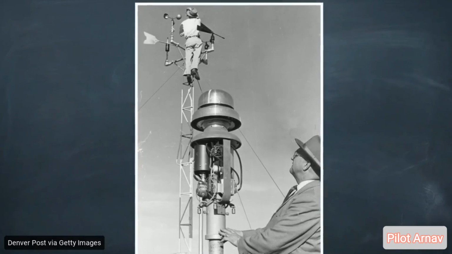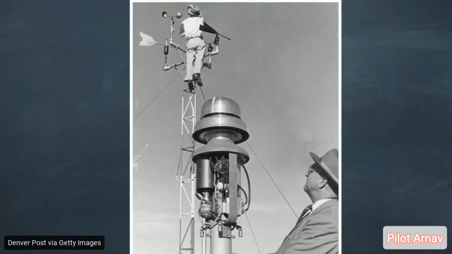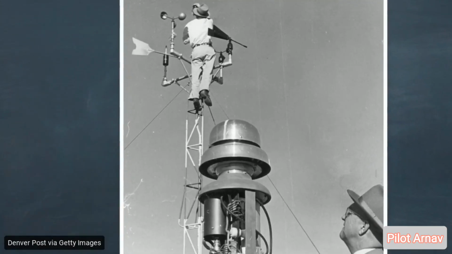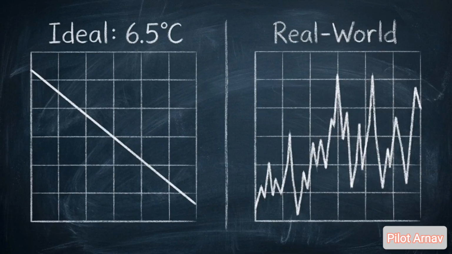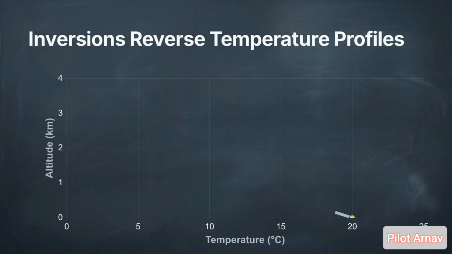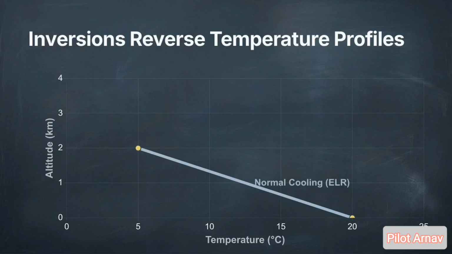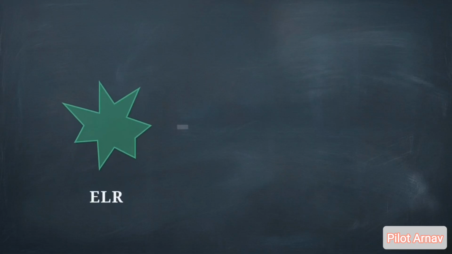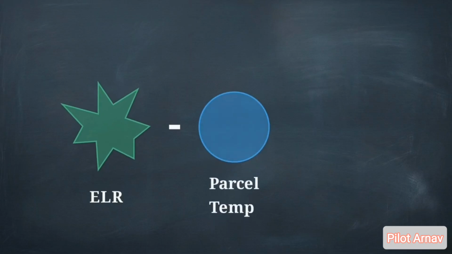Finally, we have the environmental lapse rate, or ELR. Unlike our rigid adiabatic constants, the ELR represents the chaotic, real-world temperature profile of the static air outside the parcel. While the international standard atmosphere assumes an ideal ELR of 6.5 degrees Celsius per kilometer, real-world conditions vary wildly. Occasionally, you will even encounter an atmospheric inversion, an anomaly where the temperature actually increases with height instead of decreasing. The DALR and SALR provide our aerodynamic constants, but the ELR is the unpredictable variable.